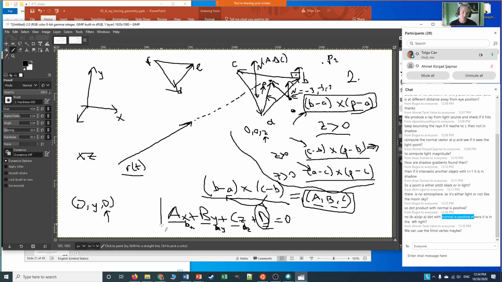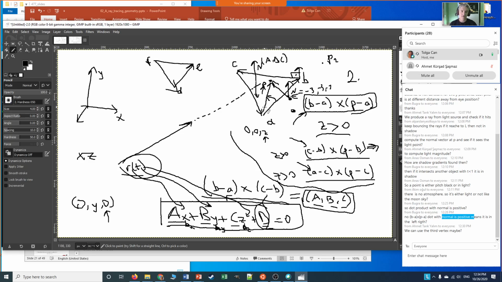After you have your whole plane equation, how do you find the intersection of your ray with the plane? Plug in RTX, RTY, RTZ here. You just plug your ray equation in here. When you plug it into this equation, it becomes a single equation with a single unknown T. That's how you find this point P.